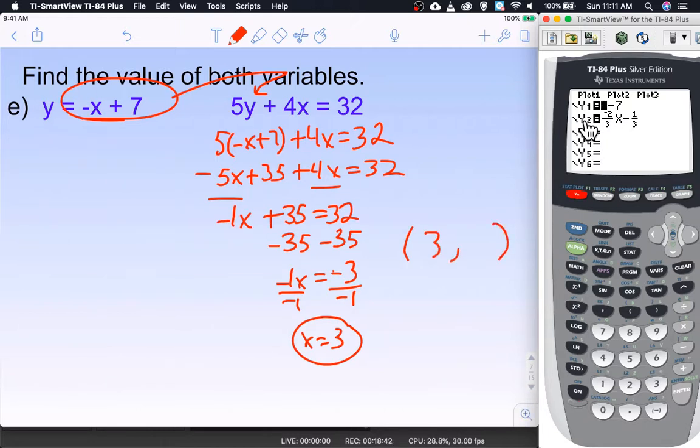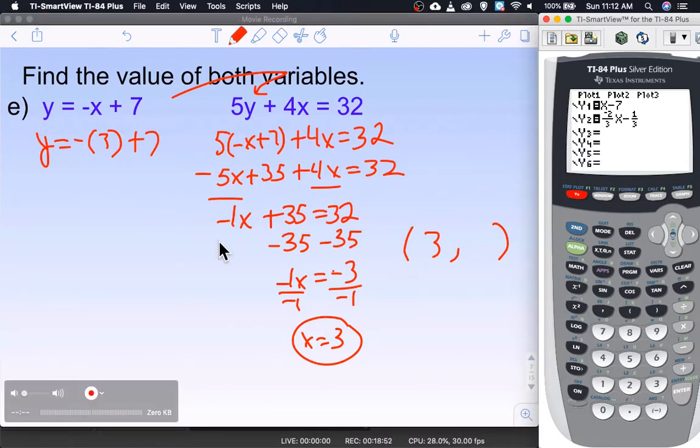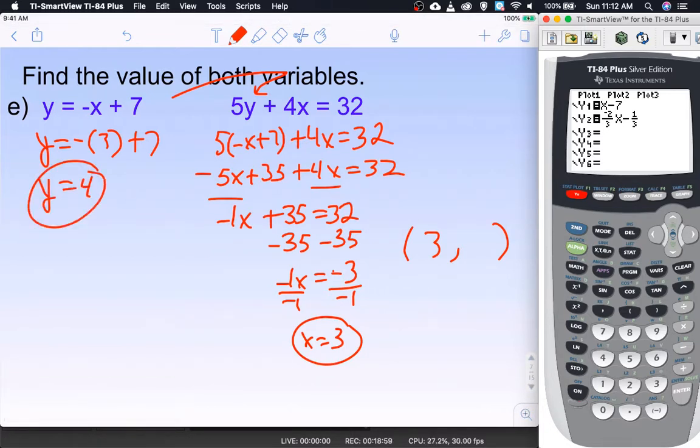Boom. And then once you got that, you can plug in x equals 3, so y equals negative 3 plus 7. So the negative is from here, the 3 is from here. That becomes a negative 3. And negative 3 plus 7 is a positive 4. And that is my final solution.